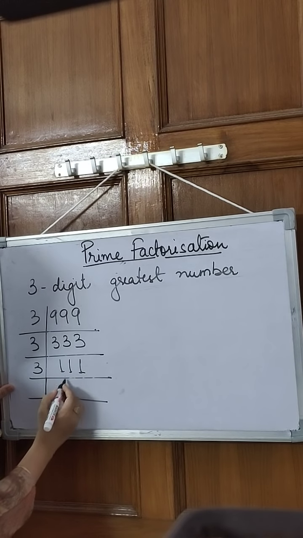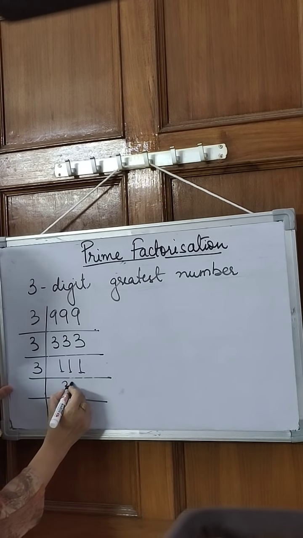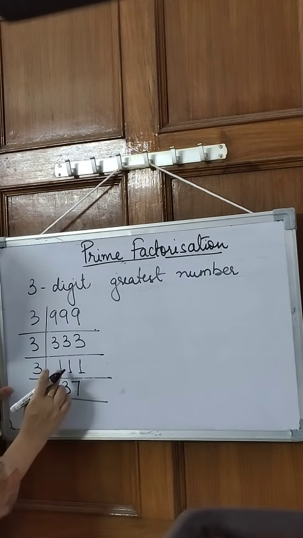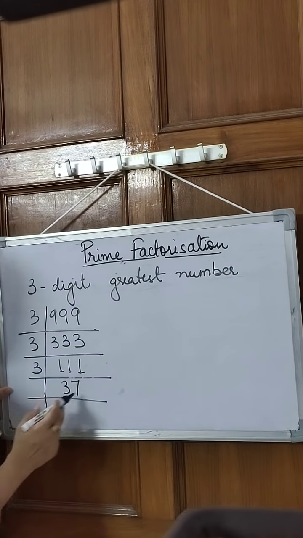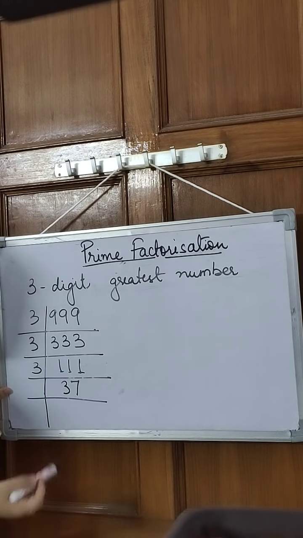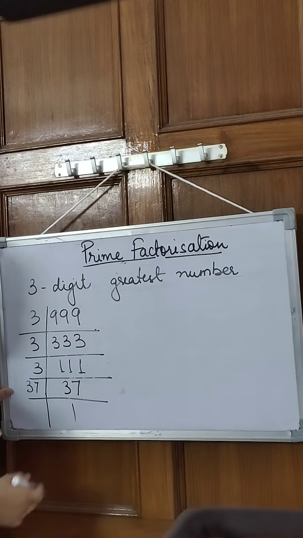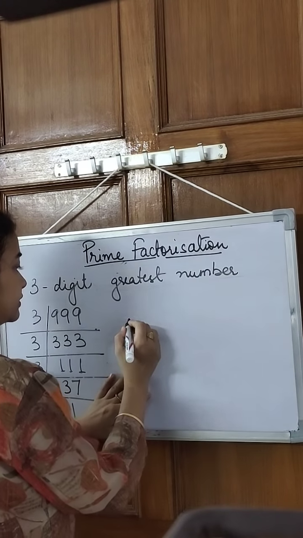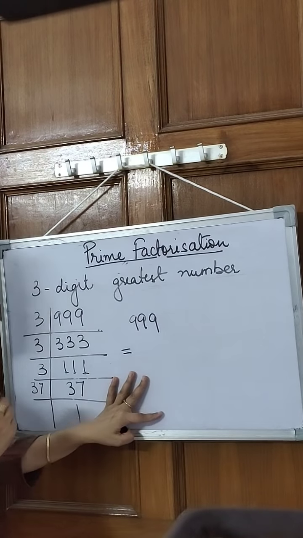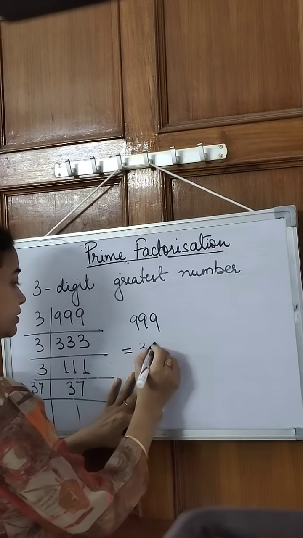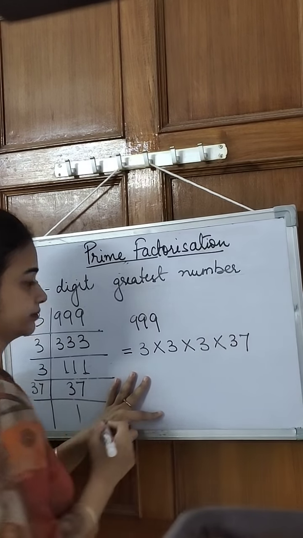Now divided by 3. So 11. 11 means by 3 you can divide this number. Now when you say 3, the leftover will be 2, so this number will become 21, so by 37. Now what is 37? 37 is a prime number, so you don't have to divide it further, or if you want you can write 37 and 1. So if I take a 3-digit greatest number, how can I write it in the form of prime factorization? 3 into 3 into 3 into 37.